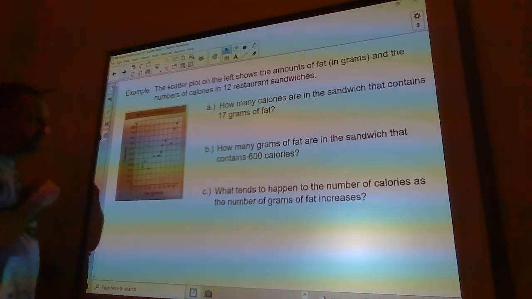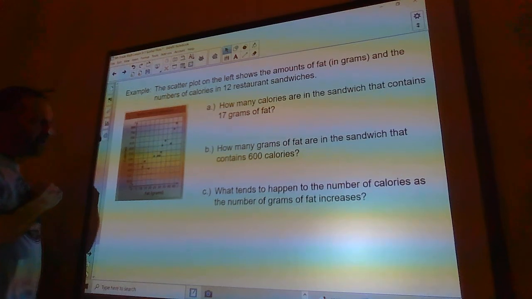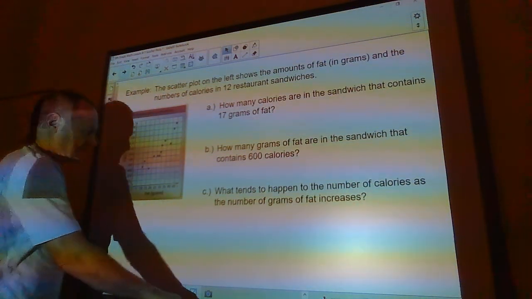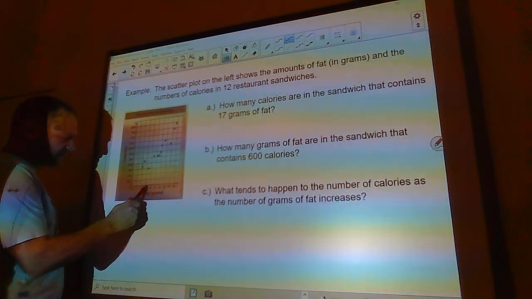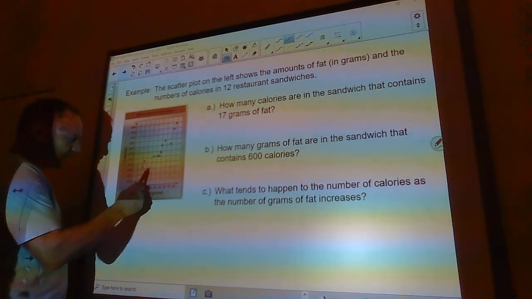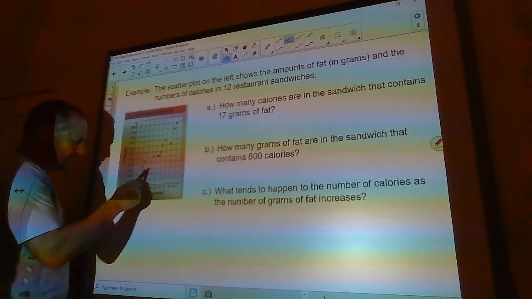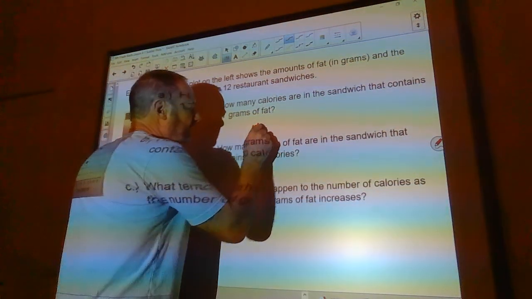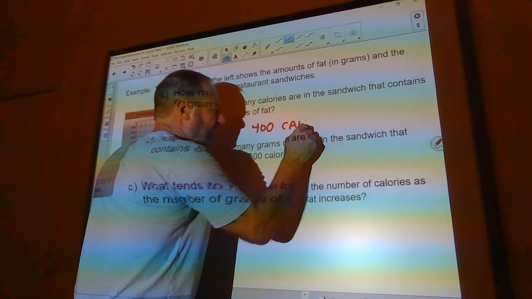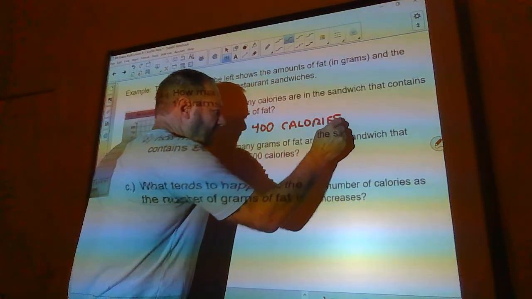And we got a couple questions. How many calories are in a sandwich that contains 17 grams of fat? So what we would do is we'd go along the fat here to 17, it's right about here, and we go up here, and we've got this data point right there. We go across there. That's 400 calories. So 400 calories.